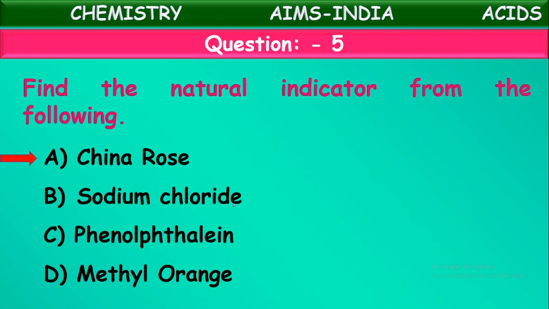What about the remaining? Let us see. Sodium chloride. It is not at all an indicator. It is a salt. It is a chemical substance. That's it. It is not used as an indicator. And phenolphthalein and methyl orange. These two are synthetic indicators, not natural indicators, because these two are prepared in the laboratory. Of course, these are indicators only, but they are synthetic indicators. So only China rose is a natural indicator among these all. Okay, children, this is about indicators and their classification, how they show color changes with acids and bases.